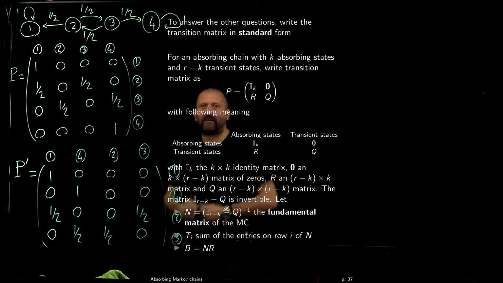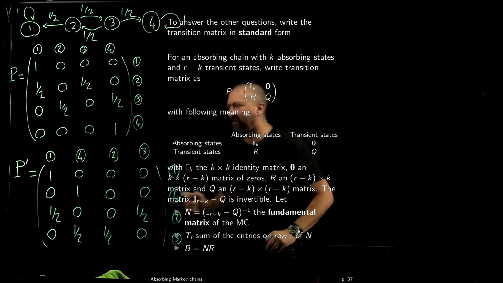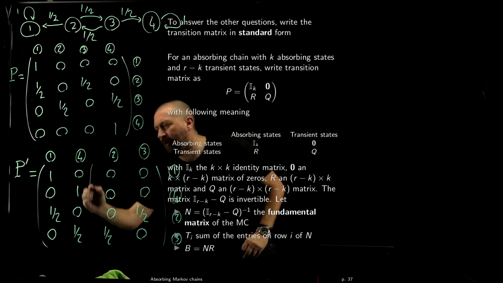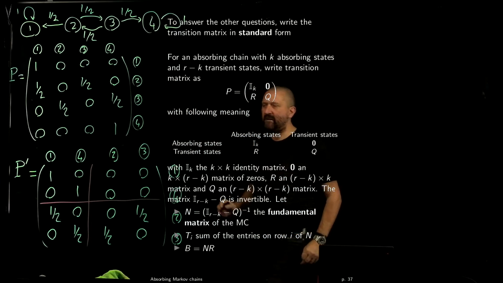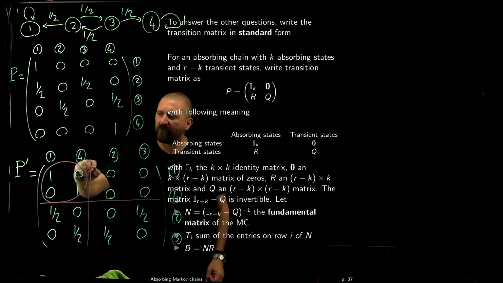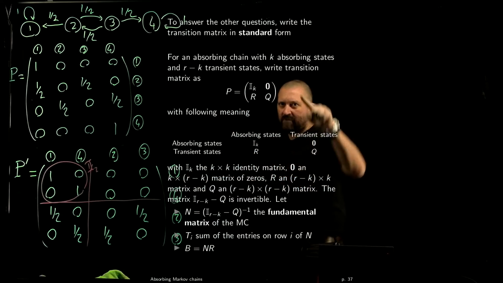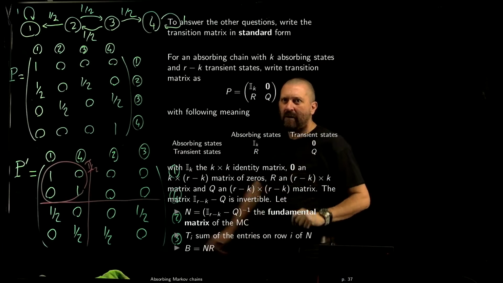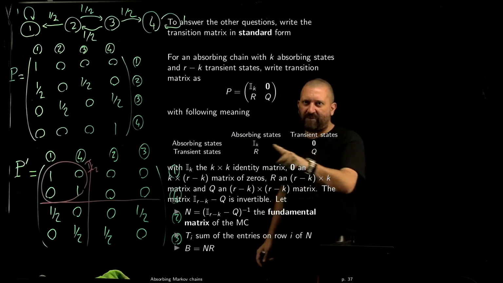And this is that standard form of the matrix. I make those blocks. This is I2, a 2 by 2 identity matrix. This is a block of zeros, as we were expecting.